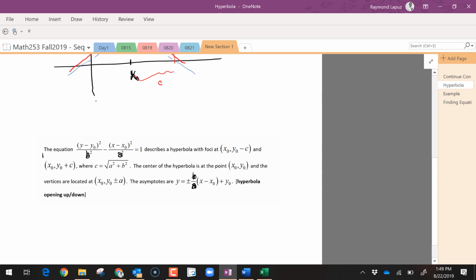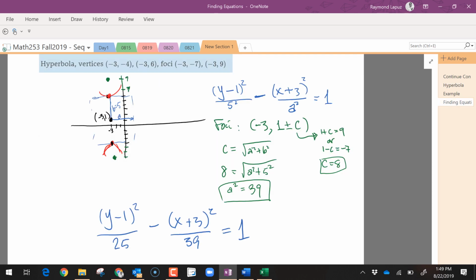So when your hyperbola is opening up and down, then your foci is going to be on the y value. And the y value will keep your center point y value, which in this case is 1. And then you do the plus or minus c to that 1. Okay? So b is going to be the square root of 39. If we look at it opening sideways, a is going to be the square root of 39. And that would be it. Okay?